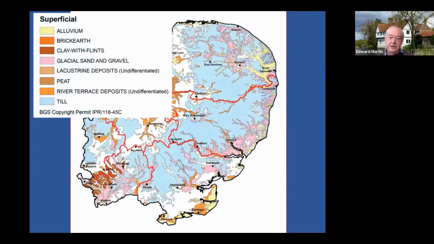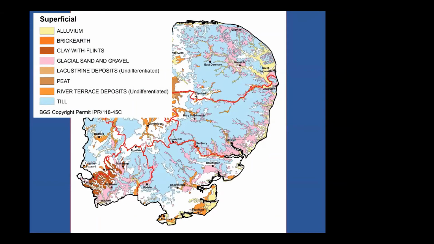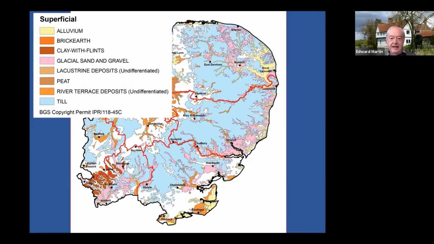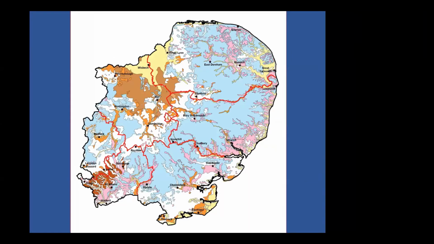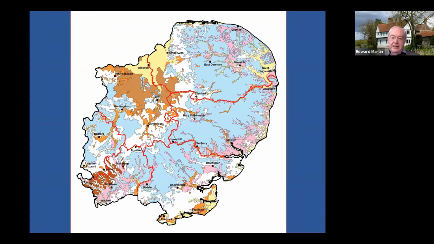And if we go to geology, you can see on this map that blue color is clay. There is an awful lot of it, largely left over by the Anglian glaciation. It has left us with a great legacy.